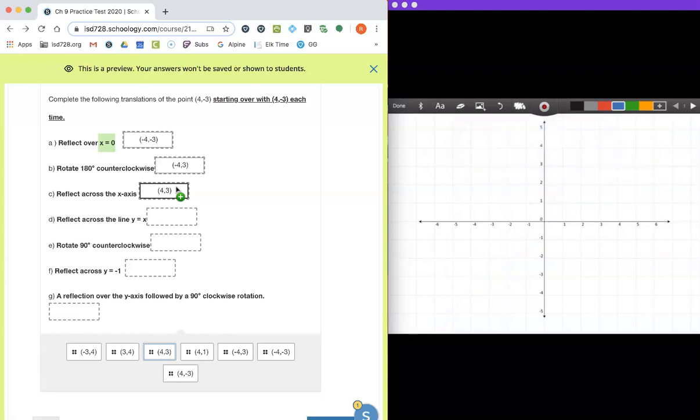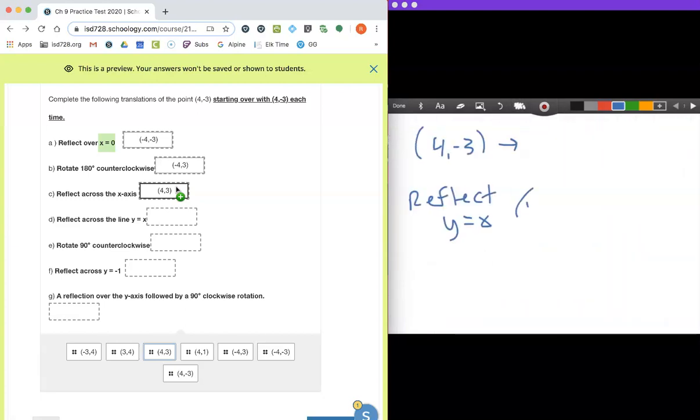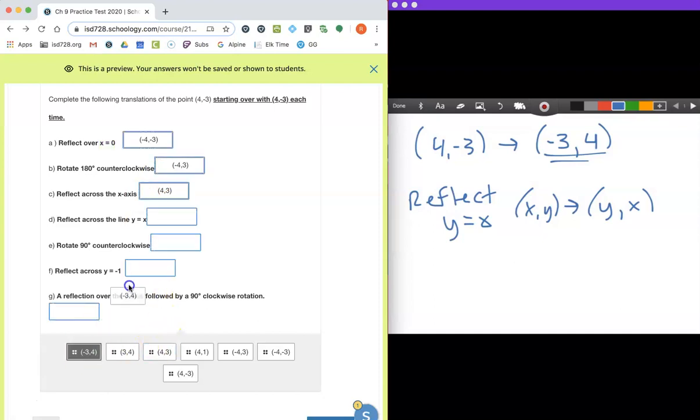When we do that, we take (x, y) and reflect it by switching the y and the x. That's a kind of weird rule, but what ends up happening is we take the y, which was -3 to start with, keep it -3, but put it first, and then we put 4 for our second point. So our answer will be (-3, 4).